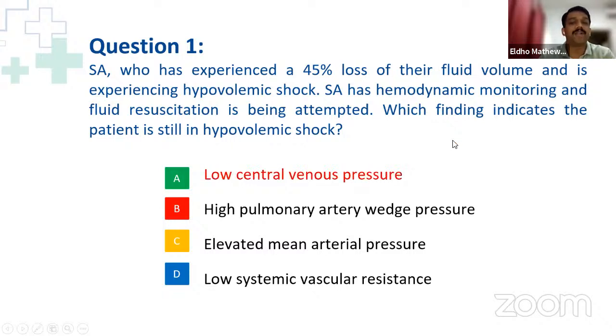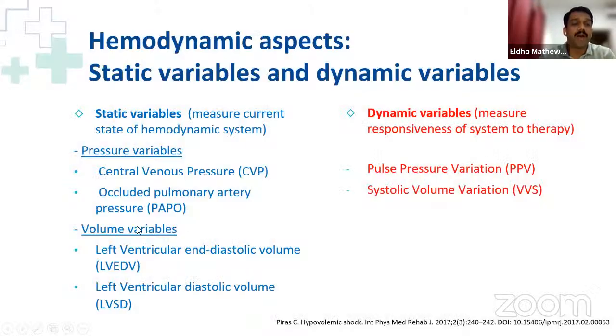The answer is central venous pressure. We have static and dynamic variables. Static variables measure the current state of the hemodynamic system, whereas dynamic variables measure the responsiveness of the system to therapy. Static variables can be further classified into pressure variables and volume variables. Pressure variables include central venous pressure and occluded pulmonary artery pressure, and volume variables include left ventricular end-diastolic volume. Dynamic variables can be classified into pulse pressure variation and stroke volume variation.